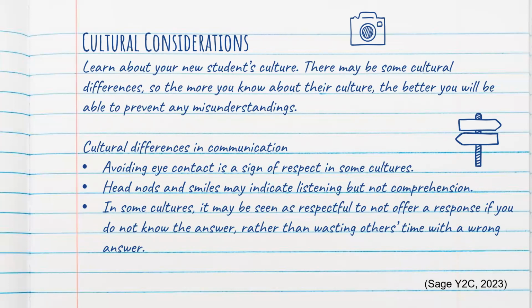Many times in our American culture, if somebody nods their head and smiles, that may indicate to you that they are understanding what you're saying. However, in some other cultures, head nods and smiles may indicate that they're listening, but not that they understood anything. So you will want to find out what this body language means in the other cultures.